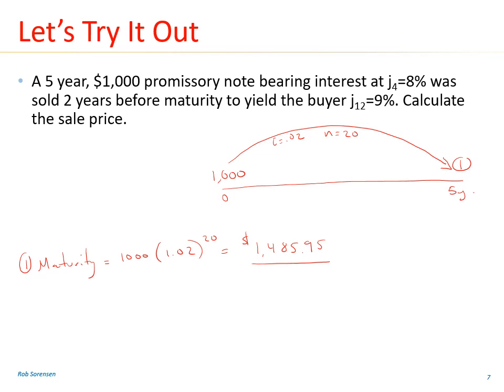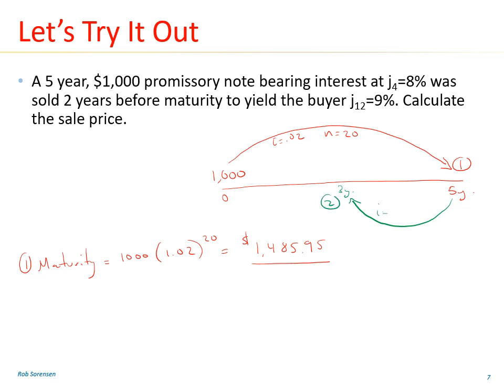That was sold 2 years before maturity. You gotta be careful there, not at the 2-year mark, but 2 years before 5, which would be at the 3-year mark, to yield the buyer 9%. Can we work out the price at that point?